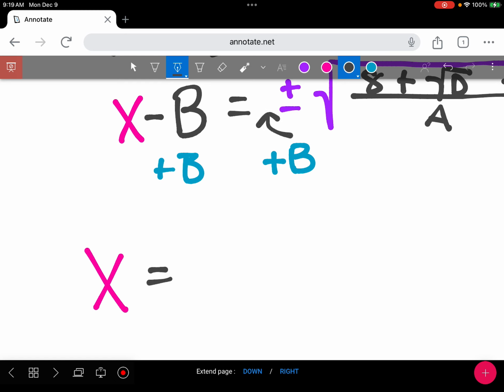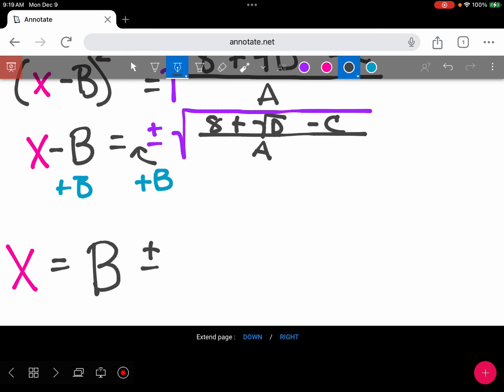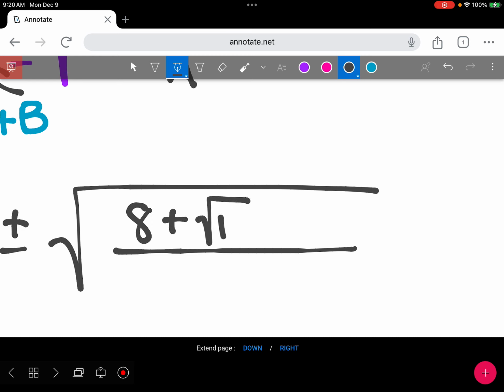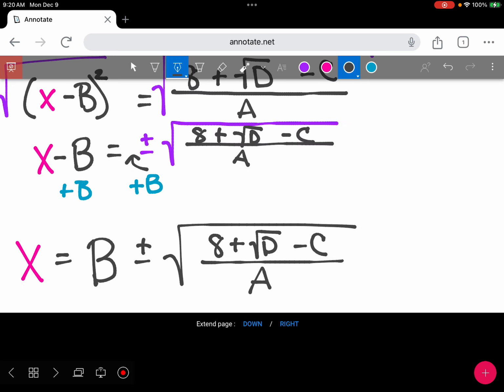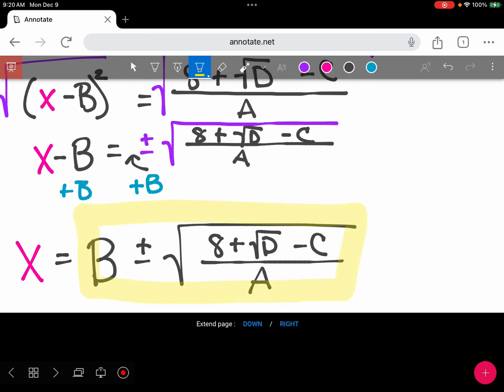And I'm going to smush the b up in front just because I like it outside of the radicals to be very, very clear. So we're going to have our b plus or minus the square root of our 8 plus the square root of d minus c over a. And it is a hot mess express, but this is our answer. x equals that. Hot mess.